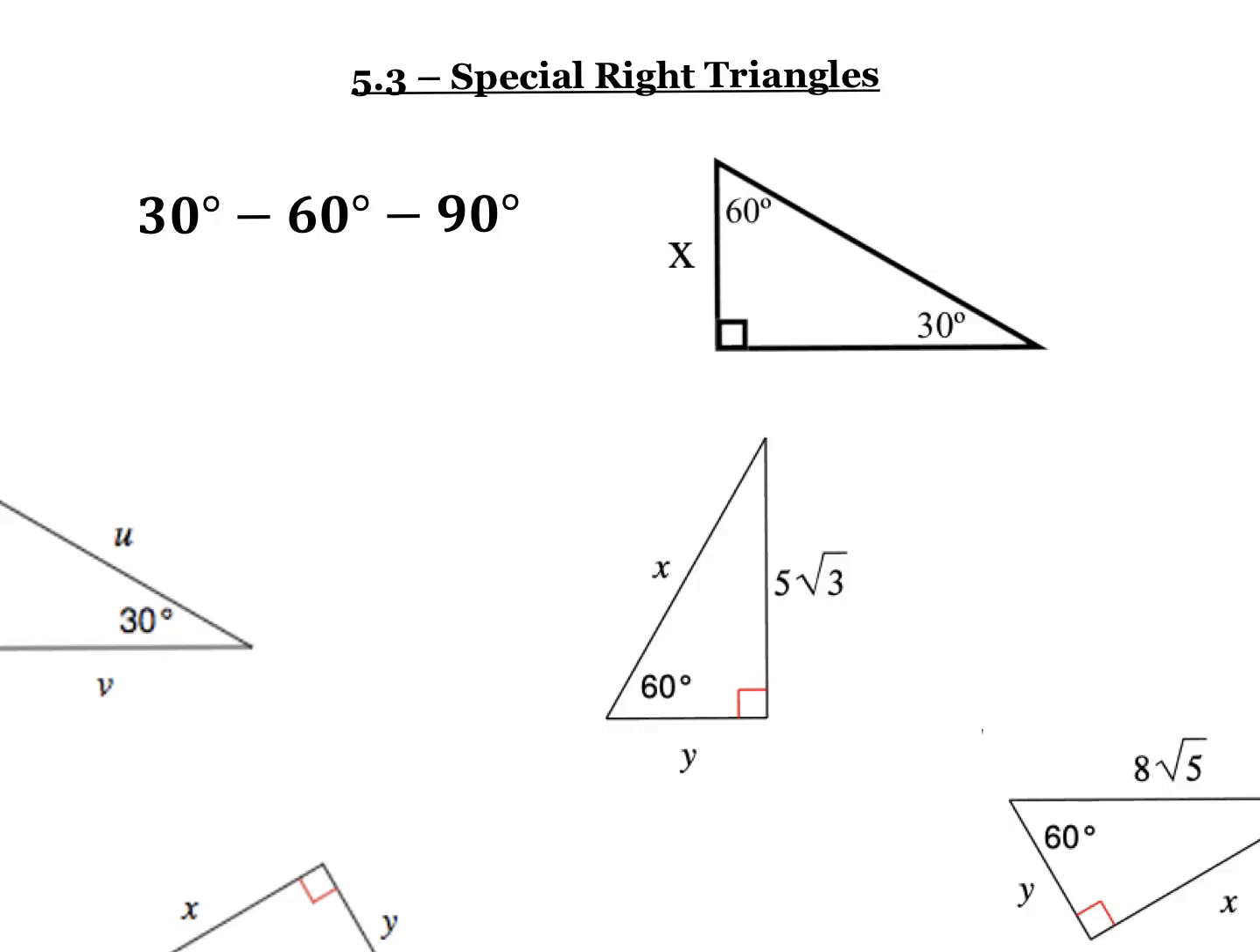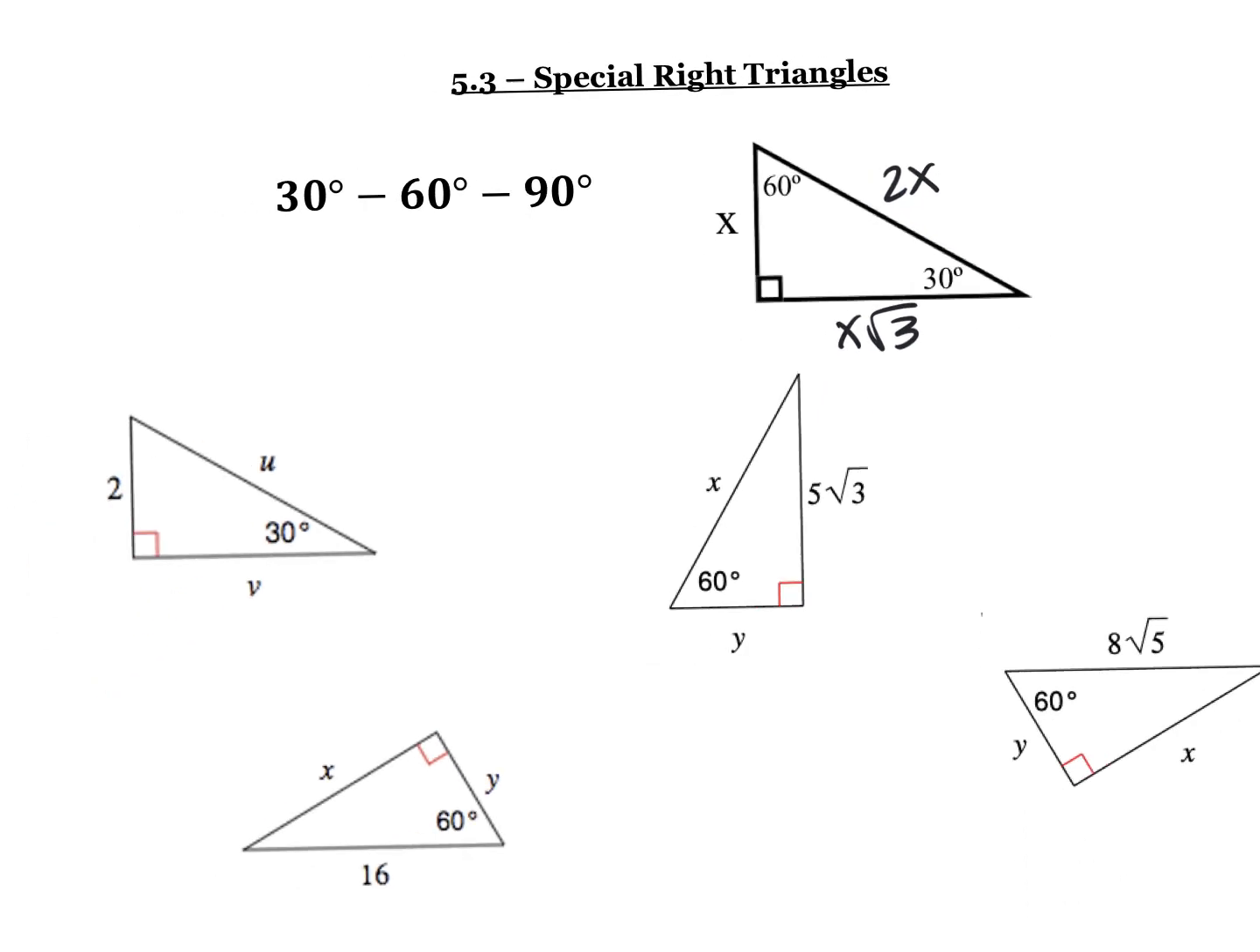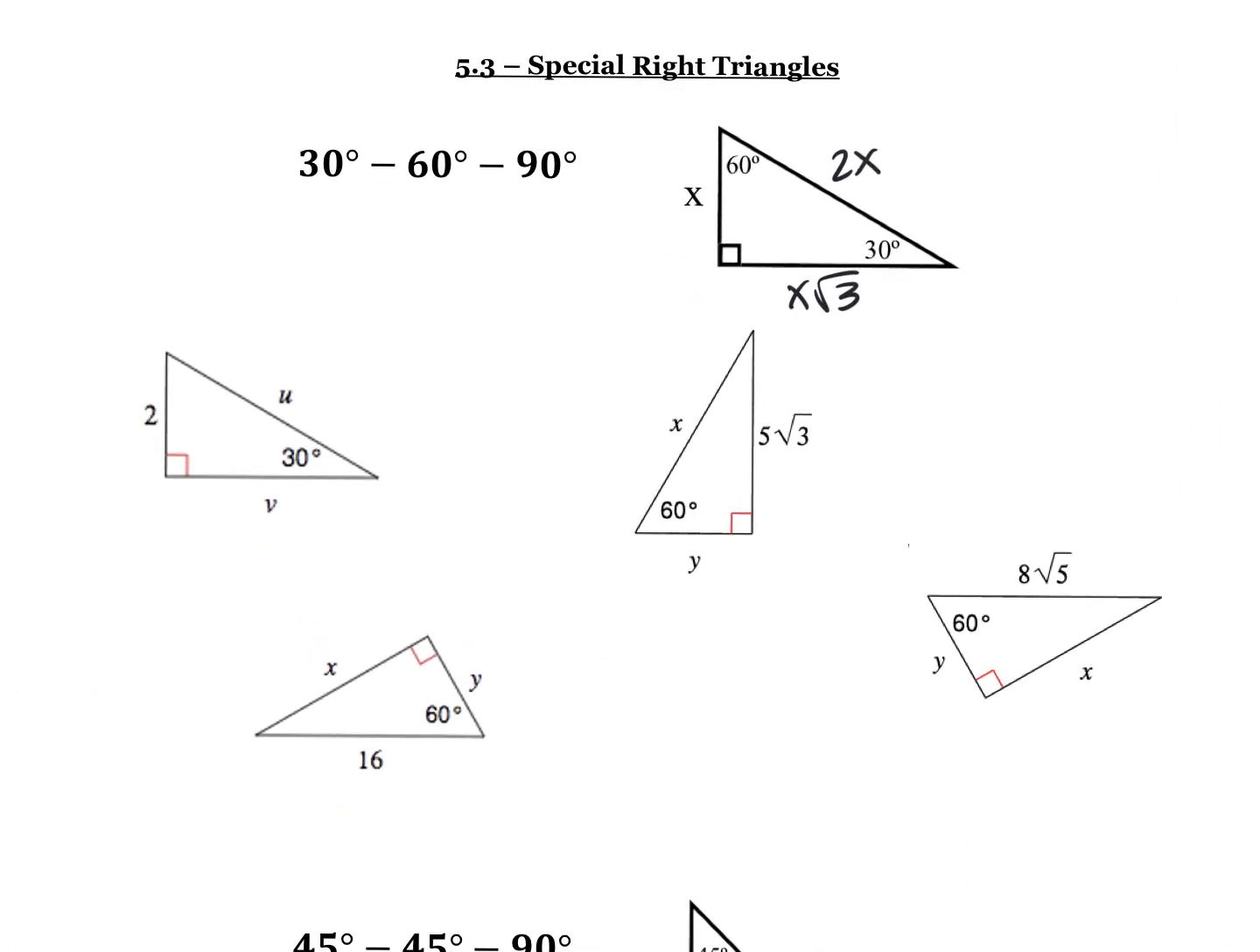The one across from the 60 is always whatever you got for the shortest leg times root 3. So this one is x root 3. The hypotenuse is whatever you got across from the 30, and you double it. So if this was x, we just double it and we say 2x. So let's practice that, y'all. Let's go put that into motion.